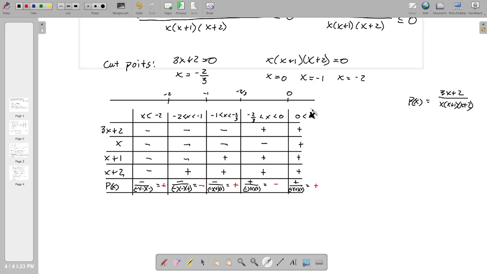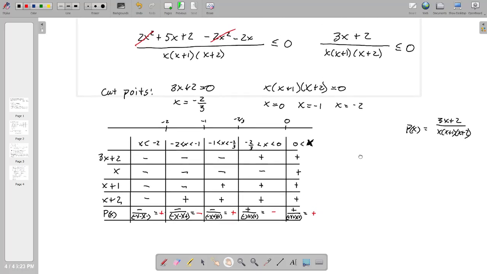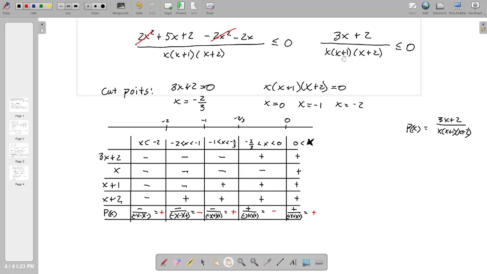So the question then becomes, which of these intervals satisfies this inequality? We're looking for when p of x is less than or equal to 0. What does that describe? Positive or negative numbers? Well, if we're less than or equal to 0, then we're talking about negative numbers. And 0, of course. So I look here at p of x and I look for all of the negative intervals. These are going to be a part of the solution set. So I'm going to write my solution set out, and then I'm going to ask you a question about it.